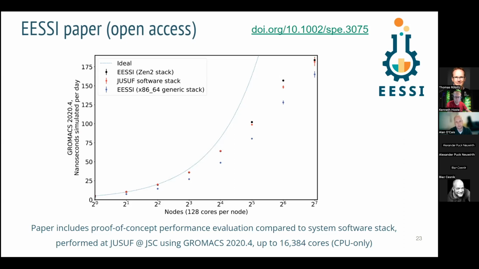We did 3 different measurements here. So we did the EESSI stack with Zen 2 support. We also looked at what would happen if we had run just the generic binaries that were compatible with the system, but don't actually use all the features that were available to us with Zen 2. So the black one is EESSI, and the blue one is EESSI, but with the generic binaries.